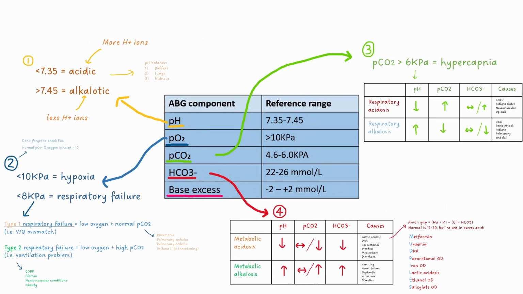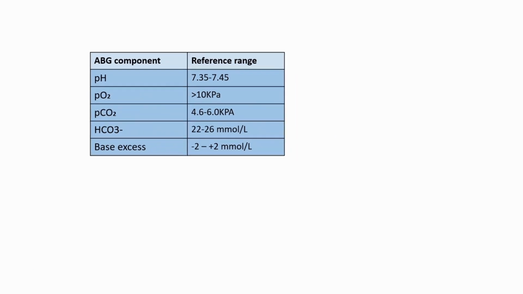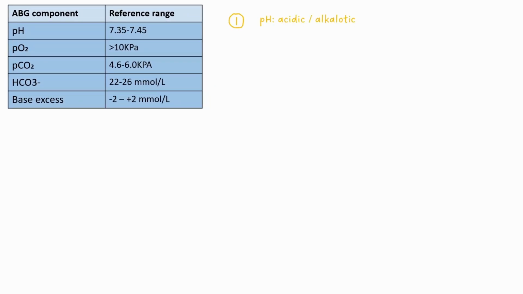Finally, base excess is a combination of metabolites, but should closely mimic bicarbonate levels. So, to summarise how we interpret the ABG, we start with pH. We need to ask, is the blood acidic, normal, or alkalotic? Next, we look at oxygen.